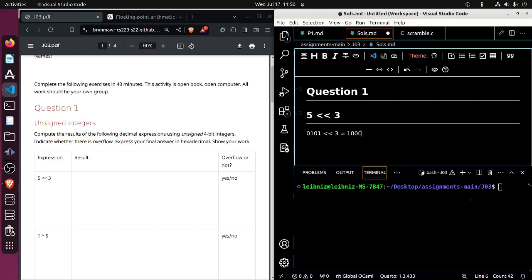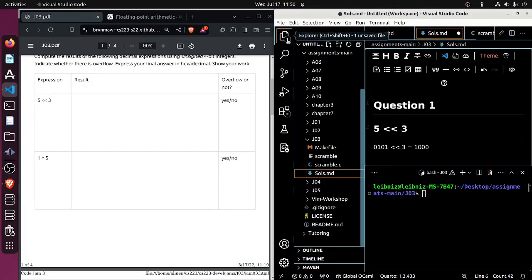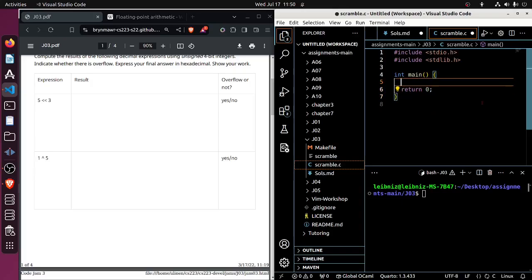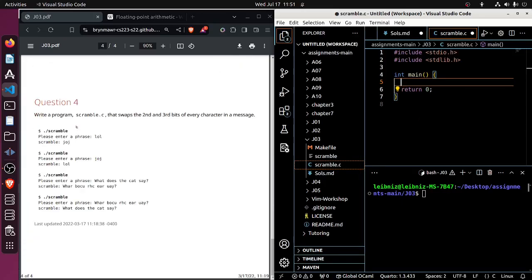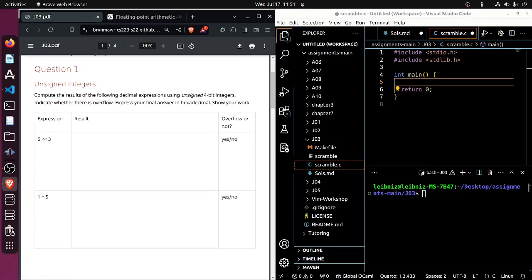Now, if we want to test this out, it even says that you can test these things, right? Compute the following results for it and show your work. So what I've done is I've come over to the jam JO3 thing that was distributed. Now, just for the sake of not having to make a whole new file and compile it, I'm just going to use this scramble.c, right? It's here for the last question, but I'm just going to use it anyway to do some quick printing for the first part.